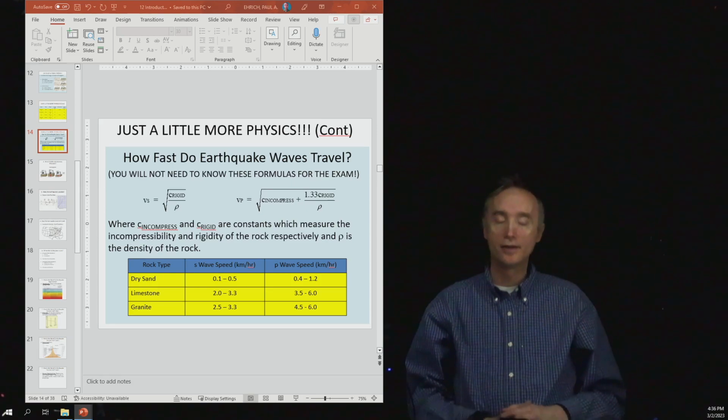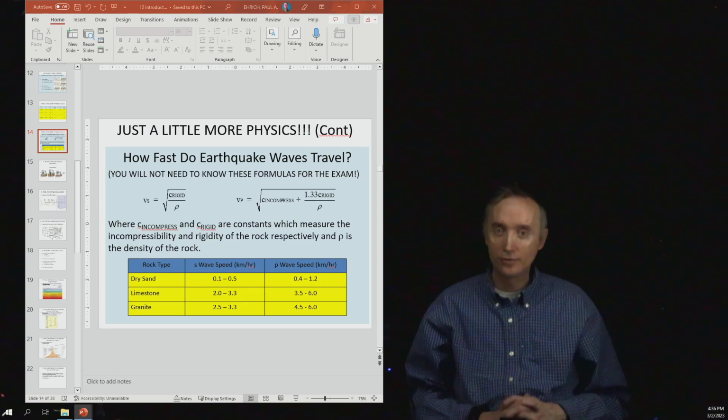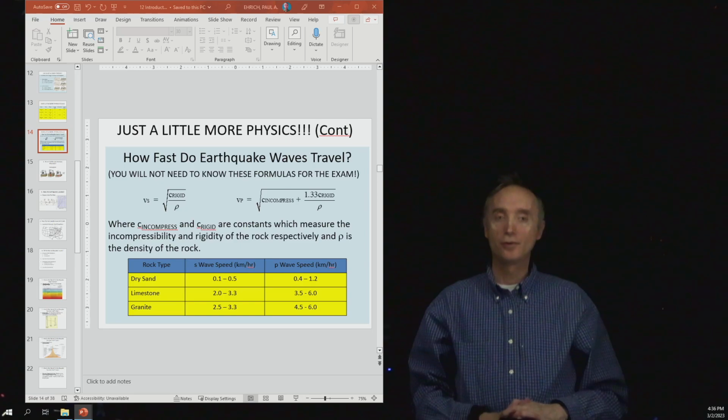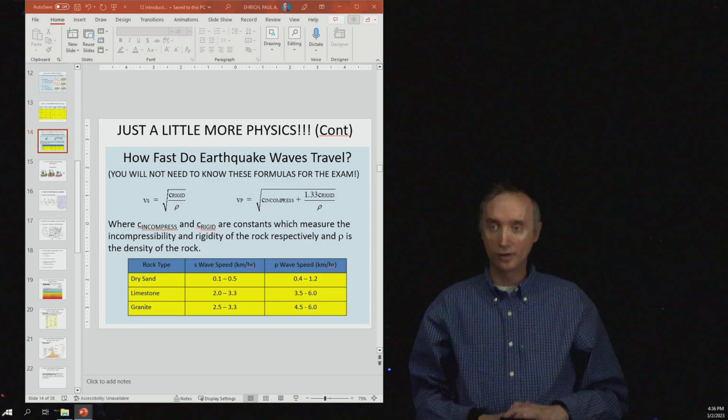Okay, I'm back, and so the first thing I want to point out to you, if you're one of my students, what does it say? You will not need to know these formulas for the exam, but I did want to include some mathematics here and show you where these various numbers come from for the speed of different earthquake waves.